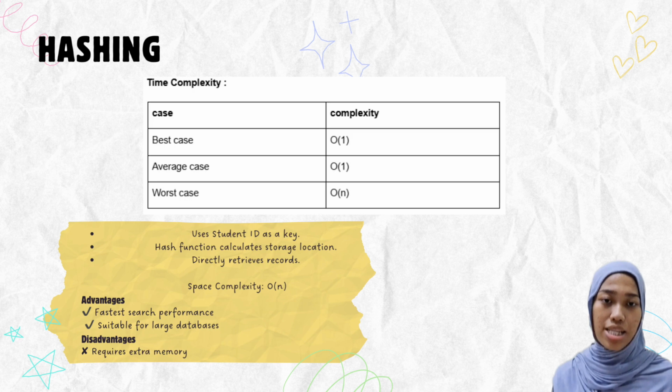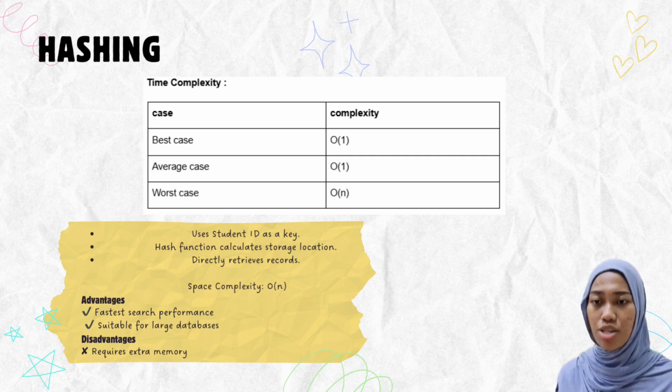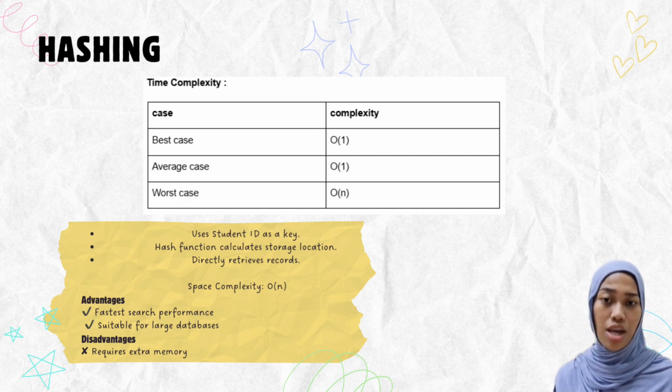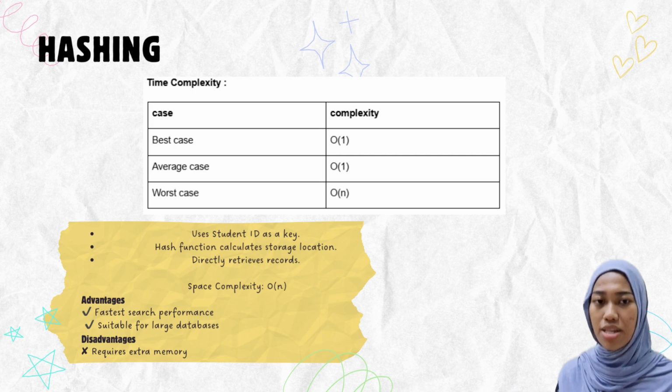However, in the worst case, collisions may occur, resulting in O(n) time complexity. The space complexity is O(n) because additional memory is needed to store the hash table. The major advantage of hashing is its excellent search speed, especially for large databases. The disadvantage is the higher memory requirement compared to linear search and binary search.